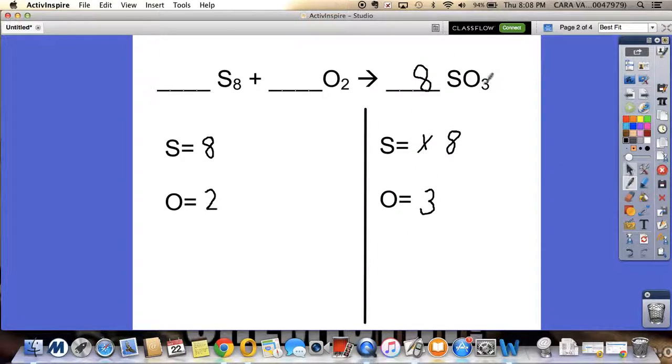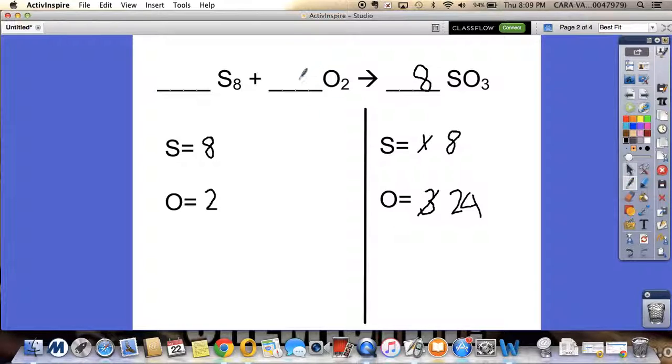And whenever I put that 8 there, it also changes my number of oxygens. With that subscript of 3 and that coefficient of 8, you multiply the two numbers together to figure out that oxygen actually has now 24 atoms on the right-hand side of this equation. So when you look at this, your sulfurs are both balanced at this point, but your oxygens are not. So the question is, how can I get 24 oxygen atoms right here?